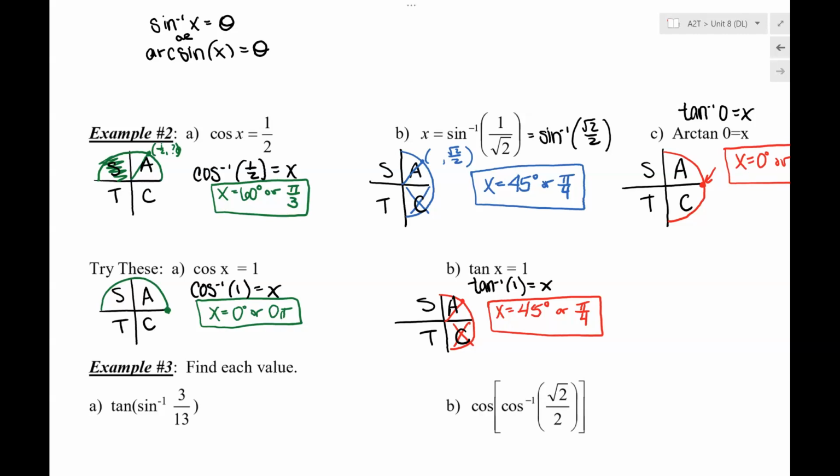Cosine's restricted from 0 to 180 or 0 to pi. Where is cosine 1? Cosine of 0 degrees or 0 radians is a value of 1. As for tangent, inverse tangent of 1, well, right away I'm thinking 45-degree reference angle, because if it's sine over cosine, 45 degrees is the only one where the sine and cosine values are exactly the same. So it's restricted from negative pi over 2 to pi over 2. And then we know it's positive, so we're in that first quadrant.